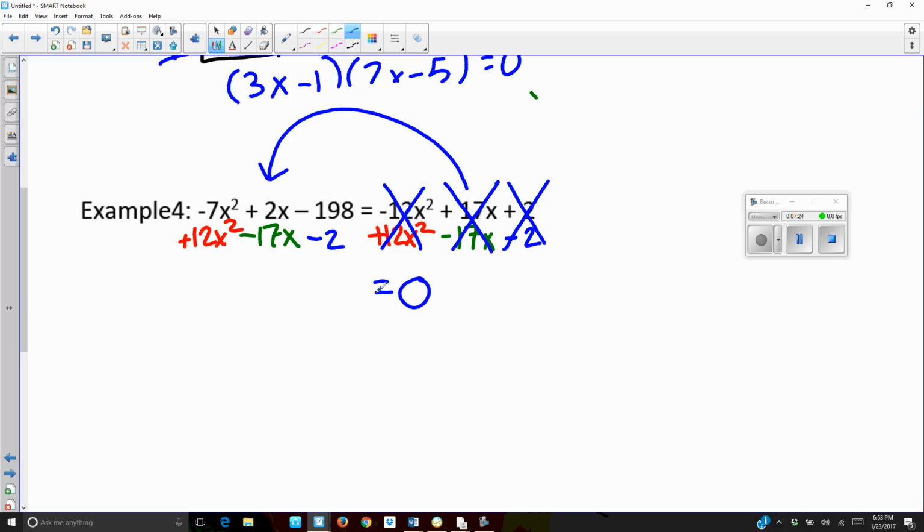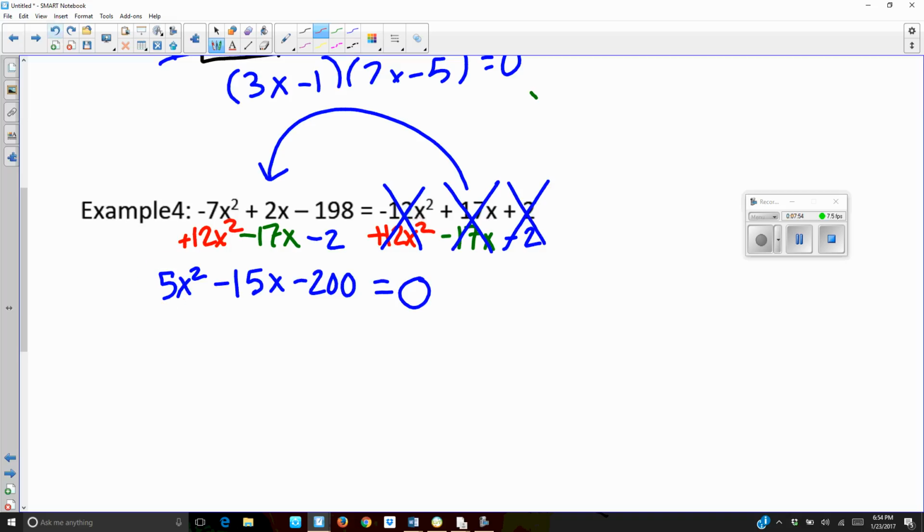On the left side, we've got negative 7x squared plus 12x squared. So that's 5x squared. Negative 2 minus 17x is negative 15x. And negative 198 minus 2 is negative 200. Now you may see this right off the bat and go straight to the box method, which you could do. The only problem is you're going to get a really big number in this problem when you take the first number and multiply it by the last.